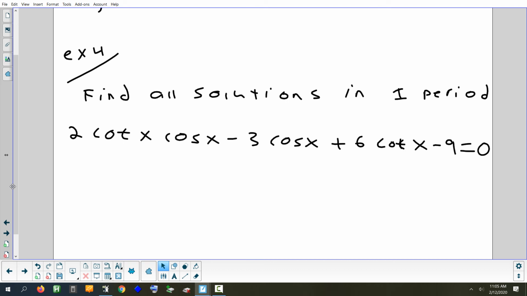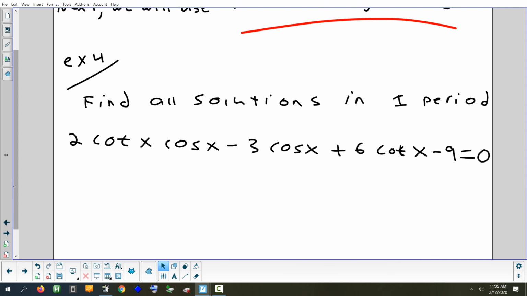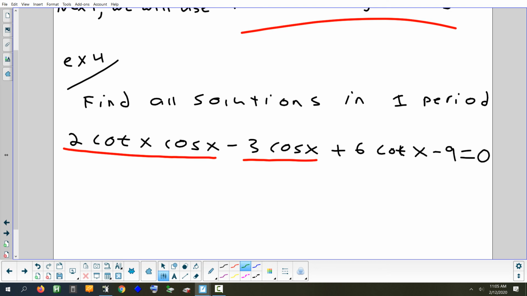It has 4. You can't factor something with 4 terms the same way you can with 3. When you have 4 terms, you do factor by grouping. So I had to set this up very special to make it work. Factor by grouping means you take what you can out of the first 2, and then factor what you can out of the last 2. The 2 that are in red, what do they have in common? They have cosine. So we're just going to factor it out and see what happens.